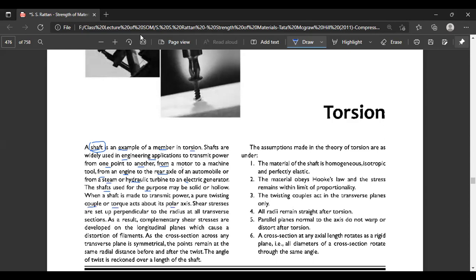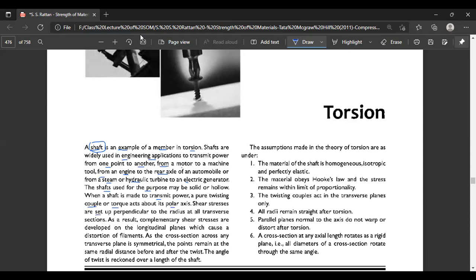So what type of power is being transmitted? It is a pure twisting couple, a torque, meaning two parallel forces of the same magnitude but of different lines of action. They are away from each other by a certain known distance, creating a torque, but they are working in opposite directions to each other, creating a torque or couple about a polar axis.